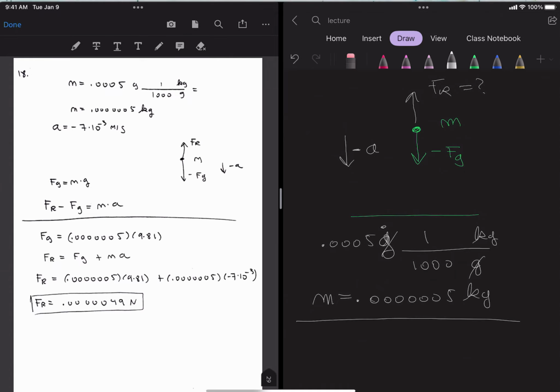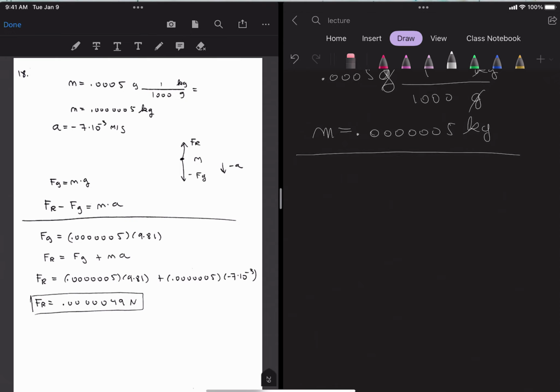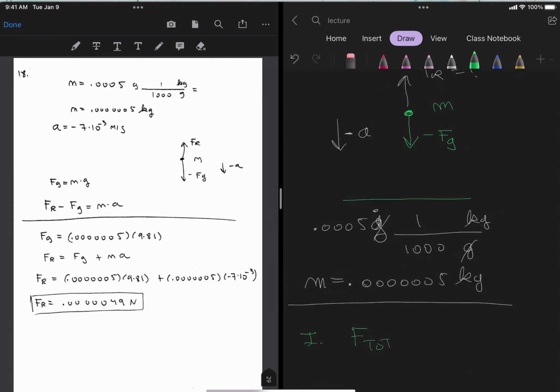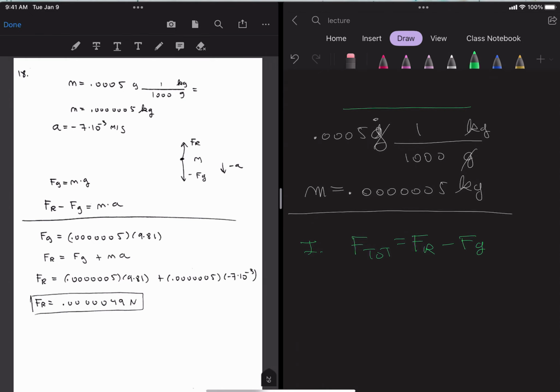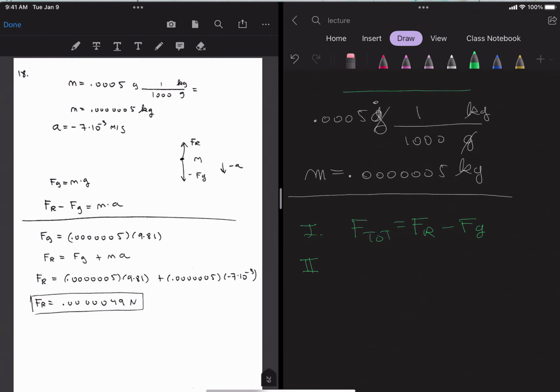Alright, so now we can apply Newton's second law, and we'll do it in steps. First thing is just to get the total force. So step 1, get the total force. And there are two forces here, so the total force is going to be the unknown air resistance Fr and a downwards weight minus Fg. And now step 2, then you set this equal to mass times acceleration. So then Fr minus Fg is going to equal mass times acceleration.